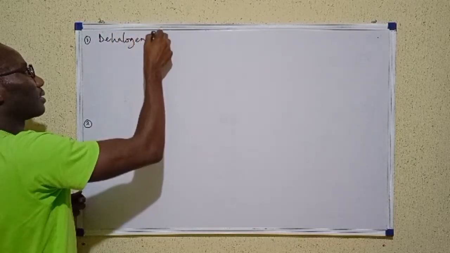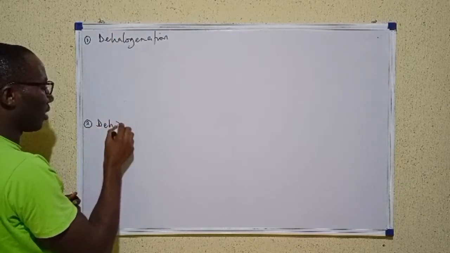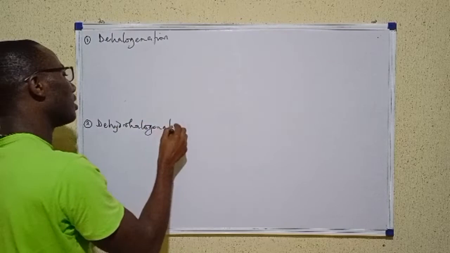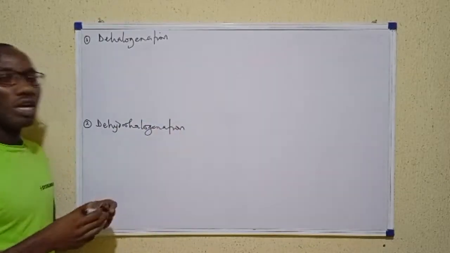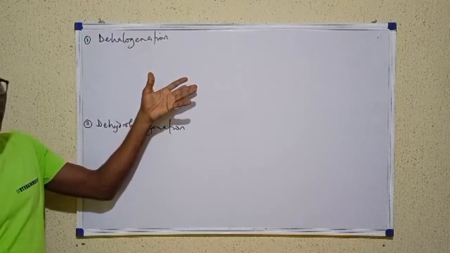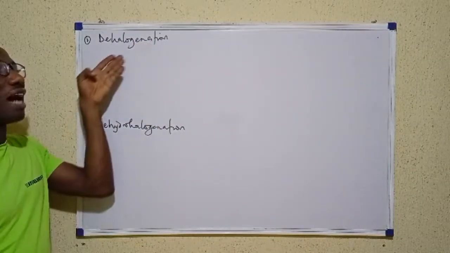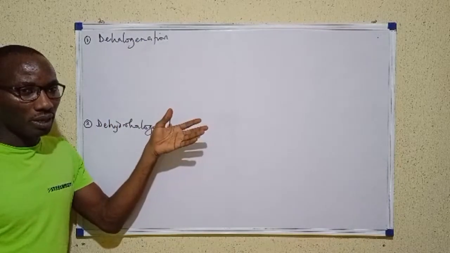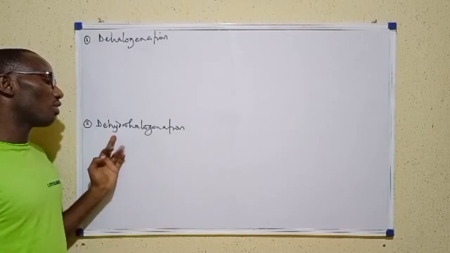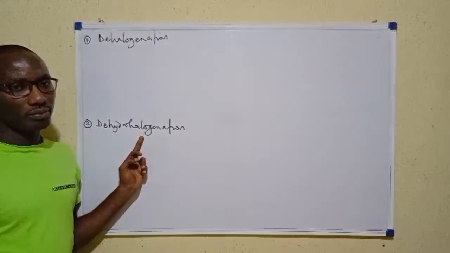dehalogenation and dehydrohalogenation. Dehalogenation and dehydrohalogenation. If we were to explain these terms, D means removal of; dehalogenation, removal of halogens from a compound. Then dehydrohalogenation means the removal of both hydrogen and halogens from a compound.